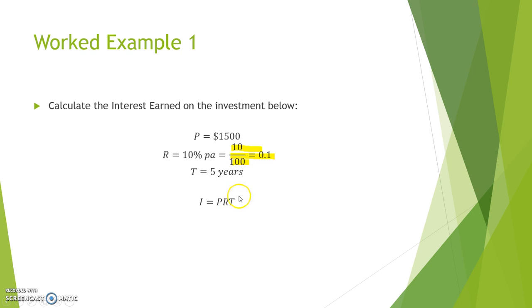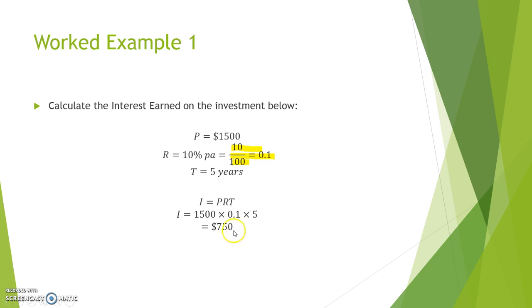And we just substitute those values into our formula. Now, as we know from our algebra in grade 8, when you have variables next to each other, it means multiply them together. Okay, so this is principal times the interest rate times the time. So that's substituting in. P is 1500, R is 0.1, and T is 5 years. And we multiply those three together on our calculator. And that gives us an answer of $750.